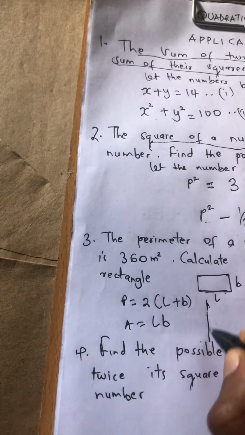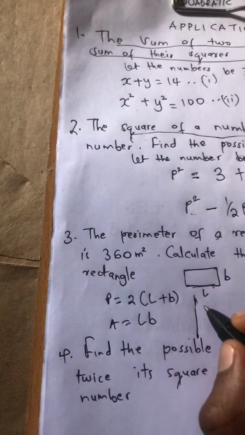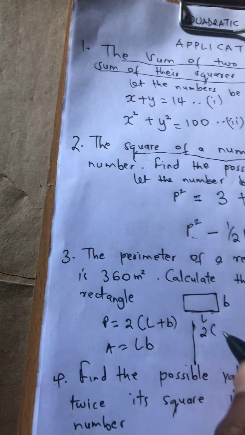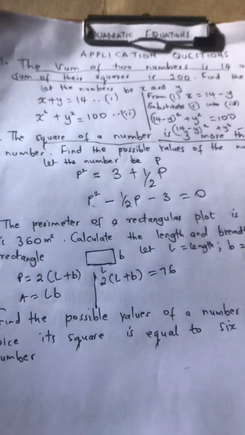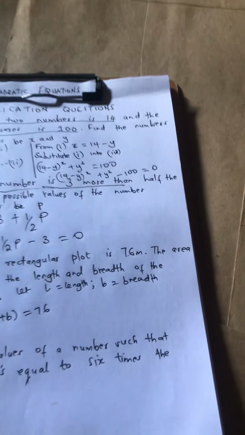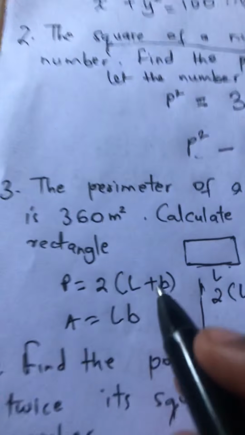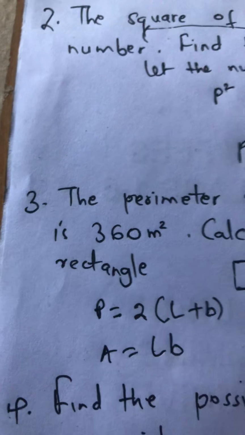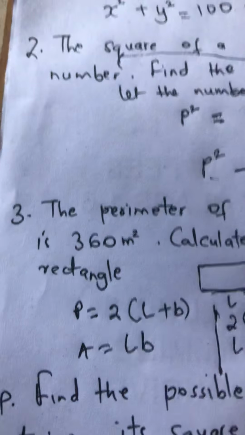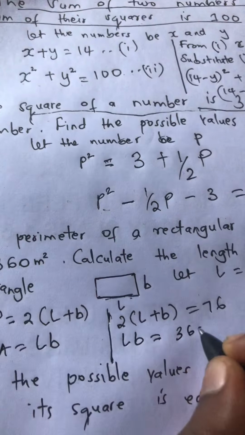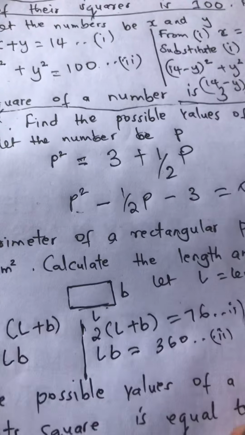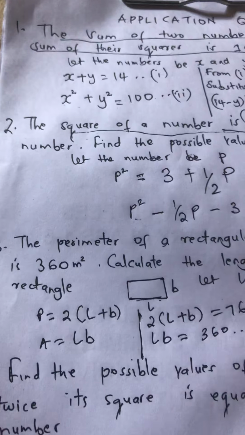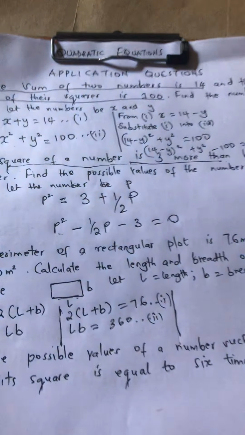Okay, so let us form those equations. Our perimeter is 76 meters. So 2 times length plus breadth is equals to 76. Then the area is 360, and our area is represented by LB. So L multiplied by B is equals to 360. Call this equation 1 and this equation 2. Okay.